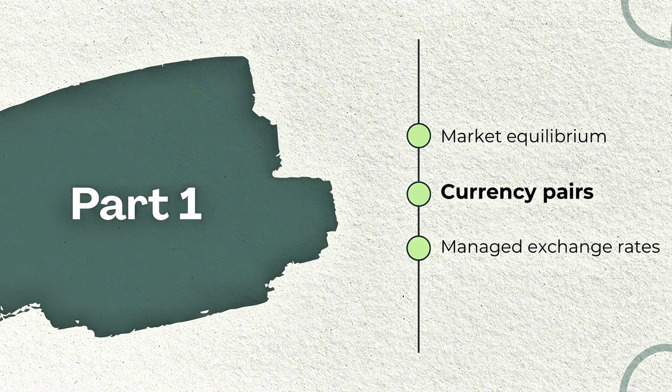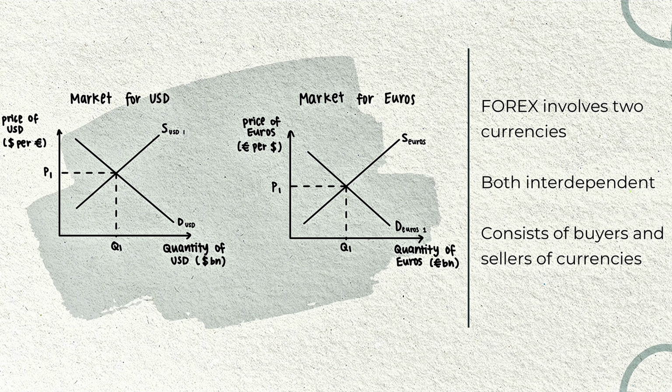Now moving on to the currency pairs. As the forex, which is the foreign exchange, involves two currencies, both are interdependent of each other, and the market consists of buyers and sellers of these currencies. Say hypothetically, the US increases its demand for holidays in Europe by 25%. What they need to do is to supply their US dollar and demand euros.